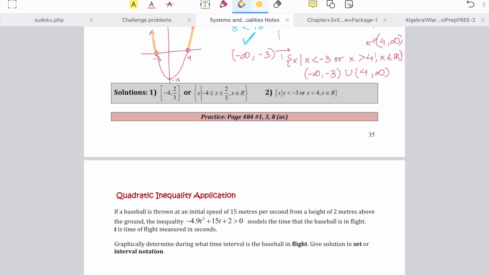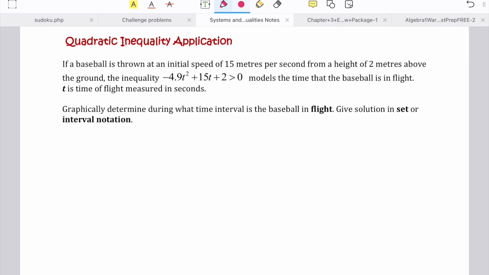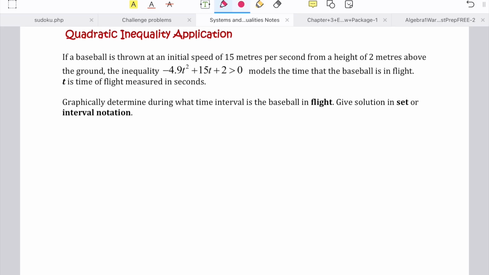awesome. Now let's do some application questions for the same. If a baseball is thrown at an initial speed of 15 meters per second from a height of 2 meters above the ground, the inequality models the time that the baseball is in flight. T is the time of the flight measured in seconds. Graphically determine during what time interval the baseball is in flight. Give the solution in set or interval notation form. So graphically, right? Now, I know that the seconds are over here.